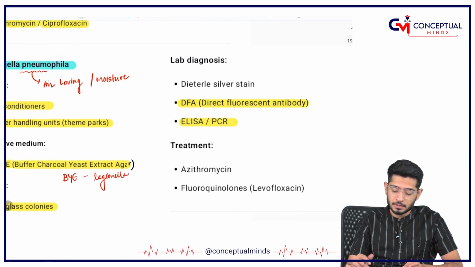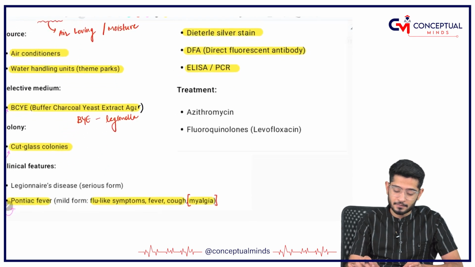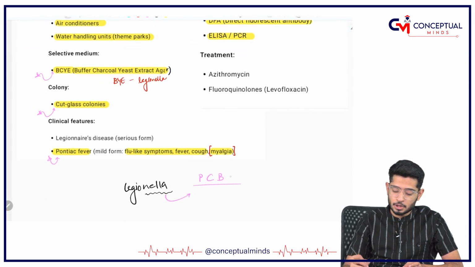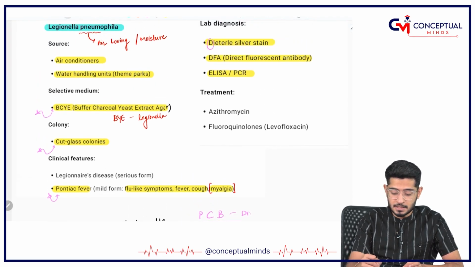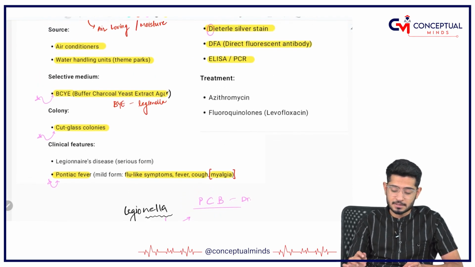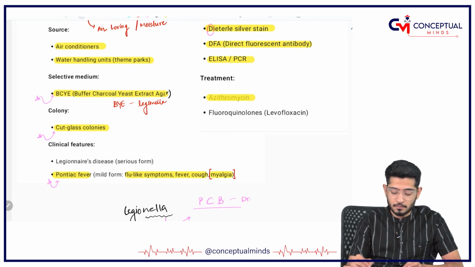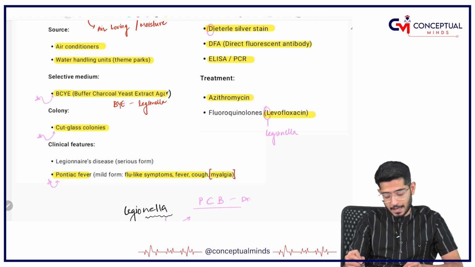But one important thing is dieterle silver stain. So after PCB, you are a doctor. So doctor means D for dieterle silver stain, and the treatment most commonly is erythromycin. Otherwise, you can use L for Legionella, L for levofloxacin can be used.